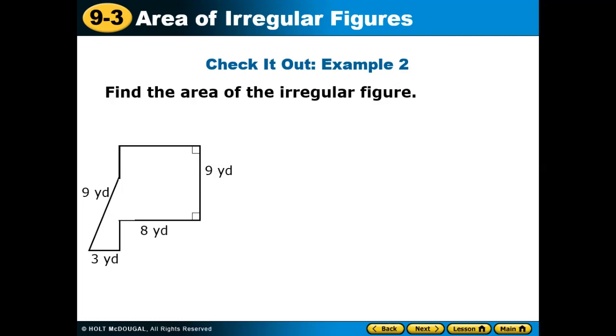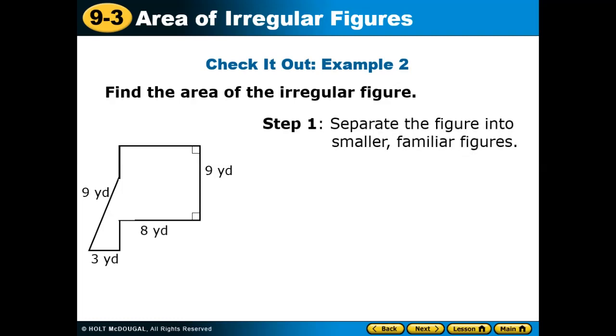Here, when I look at this one, I don't know what it is. It's not a familiar figure, right? It's an irregular one. Good. So first step, to what? Exactly, to separate it into small familiar figures, or to cut it into two figures like this. I will put a line, a magic line here, to cut it into two figures. Now I have a rectangle and a triangle, right? It's familiar to me. I can find their areas, right?